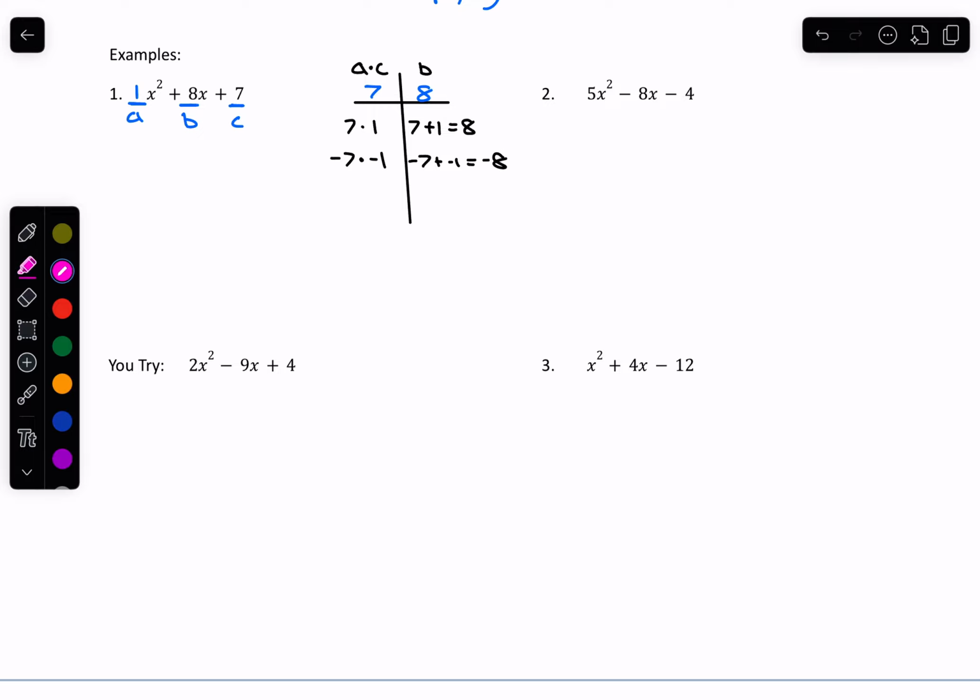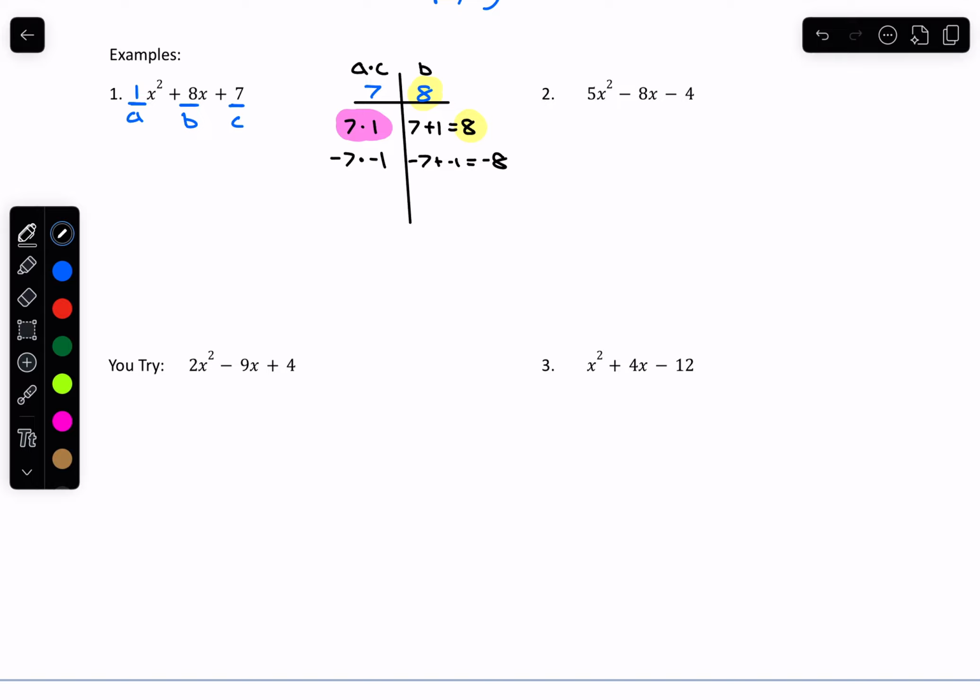What we are looking for is the two numbers that add together to give us the b term. Because that first combination, positive 7 and positive 1, gave me 8, and 8 is my b term up here, that means I'm going to choose 7 and 1 as my two numbers that I will use to split the middle. All the hard part is done now. The hard part is figuring out what two numbers to use, which in this case is the 7 and the 1. Now we're going to go ahead and split the middle.